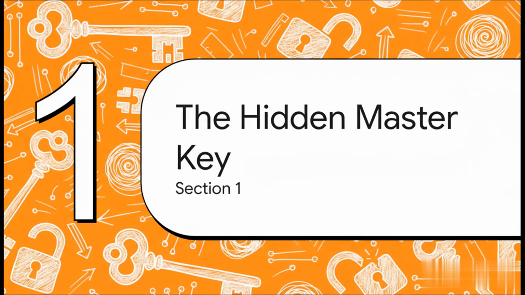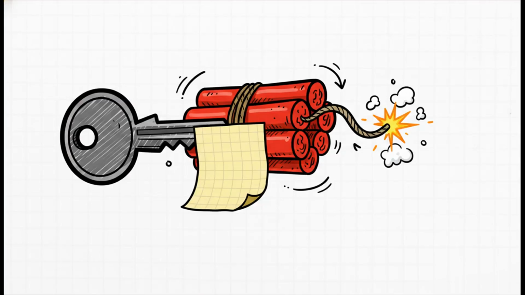Section 1. The Hidden Master Key. Let's look at what happened immediately after that sticky note was discovered, because the reaction to it tells us everything we need to know about the gravity of the situation. When Aisha handed that sticky note to the company's IT audit specialist, Jordan Price, the color just completely drained from his face. Why? Because of this very simple, very scary fact.